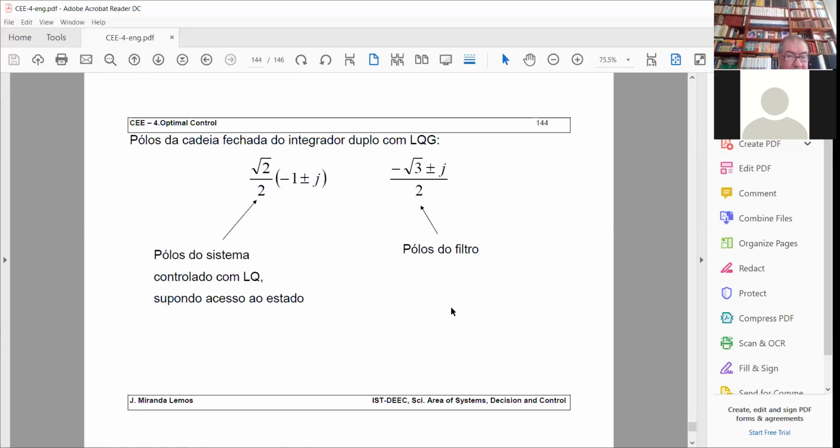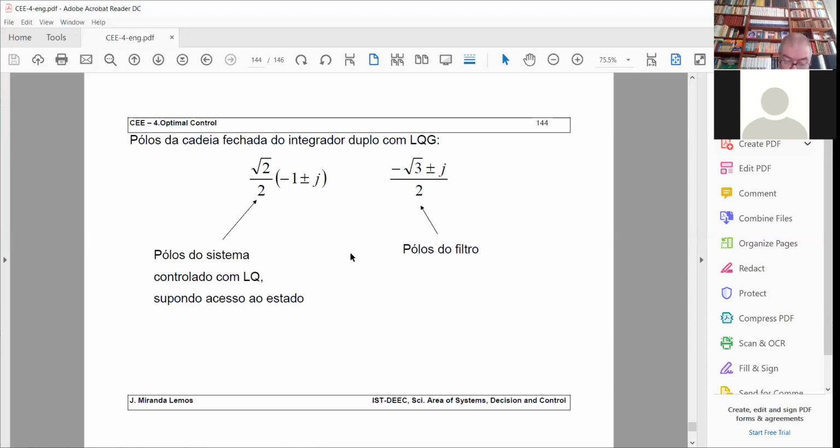If you compute the gains, you can see illustrated in this case, you can compute the closed loop poles that are the original LQ poles, and now you have the filter poles. Okay, this illustrates the separation between designing the control and the filter.